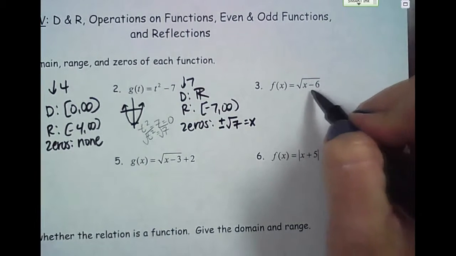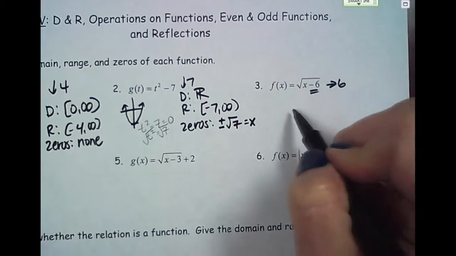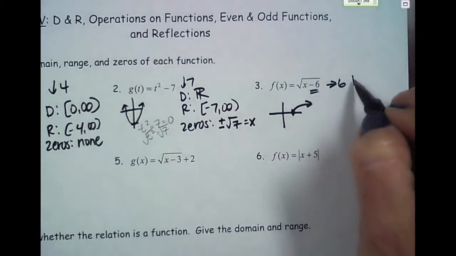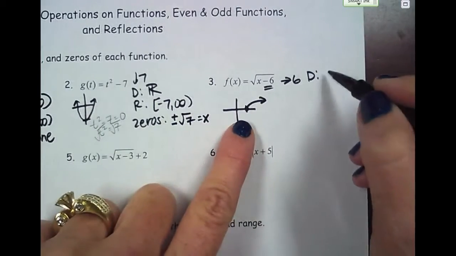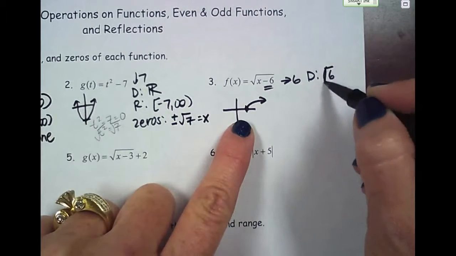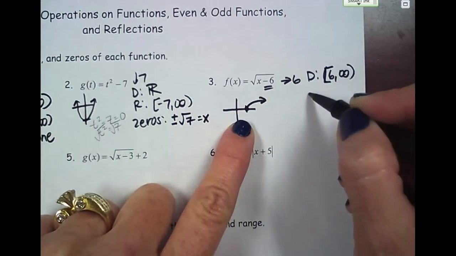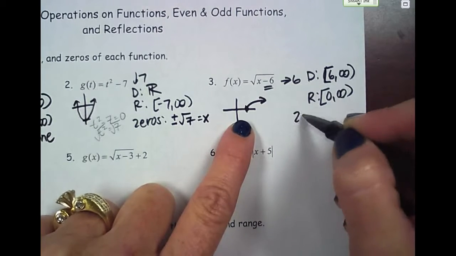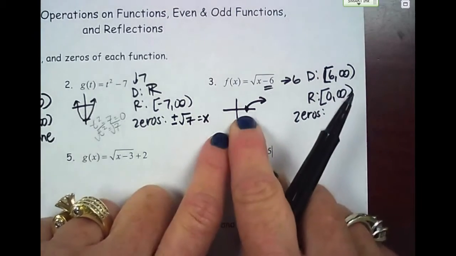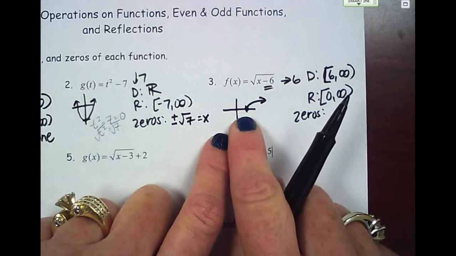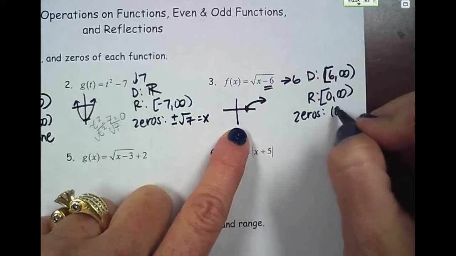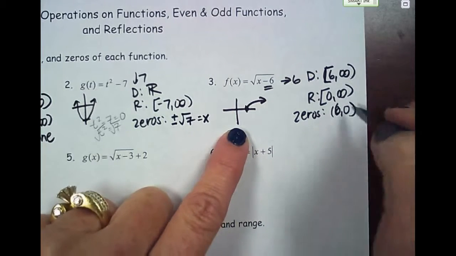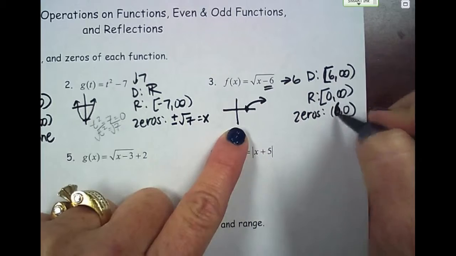This is a hill, but you're going to move right. So we go to 6, graph a hill. So your domain is going to be from 6 to infinity. And your range is going to be from 0 to infinity. Your zeros, you just need to look at that. Where is that at? That's at 6, 0. Okay?